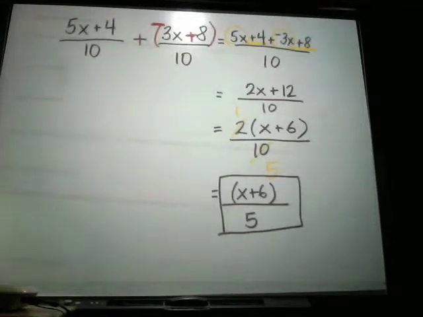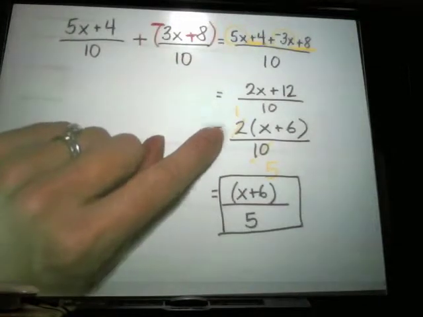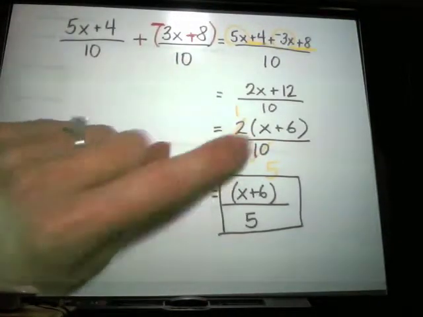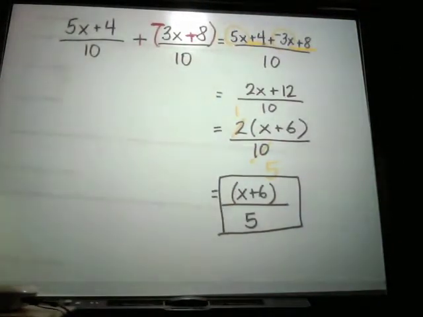So if you can factor your answer, please try to do so, because if you can and it simplifies, then you need to be able to get to that simplified answer.